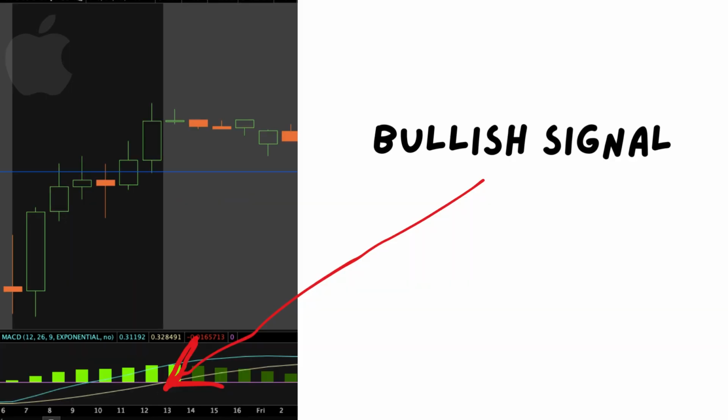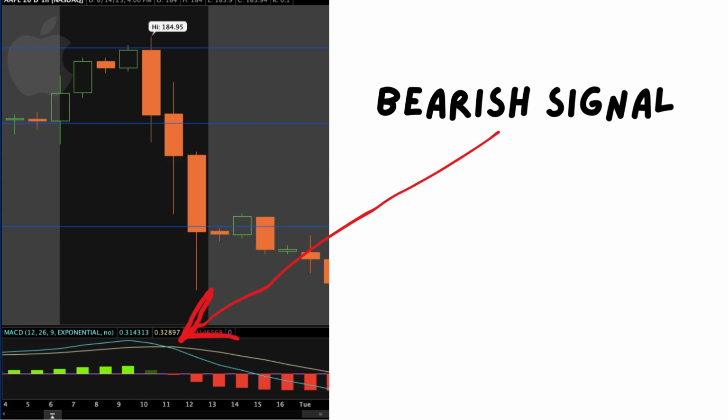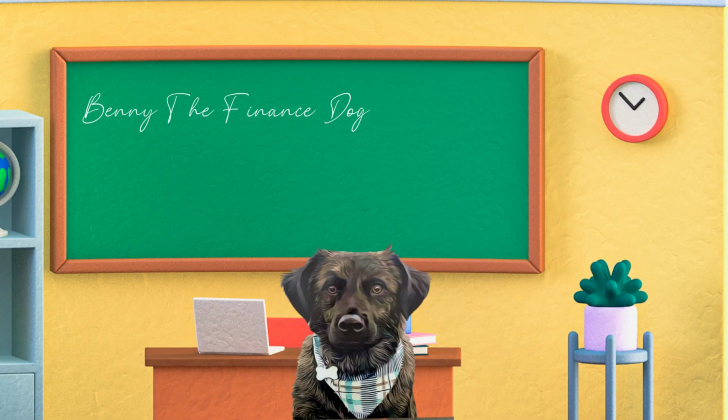The MACD can be used to identify bullish and bearish trends. When the MACD crosses above the signal line, it indicates a bullish trend has started. When the MACD crosses below the signal line, it indicates a bearish trend has started. The MACD is a powerful tool that can be used to identify trends, reversals, and divergences.